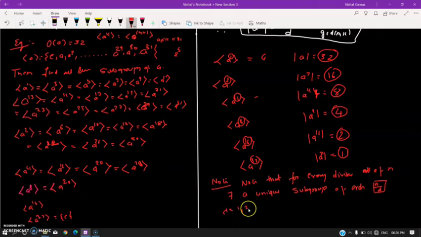Divisors were 1, 2, 4, 8, 16, and 32, right? So corresponding to 1, I have a subgroup of order 32. That's the entire group, right? Then corresponding to 2, I have a subgroup of order 16. That's a unique subgroup, by the way. Then 4, its order is 8. Corresponding to 8, I have a subgroup of order 4. Corresponding to 16, I have a subgroup of order 2. And corresponding to 32, I have a subgroup of order 1, right? That's the idea we want to put forward here.